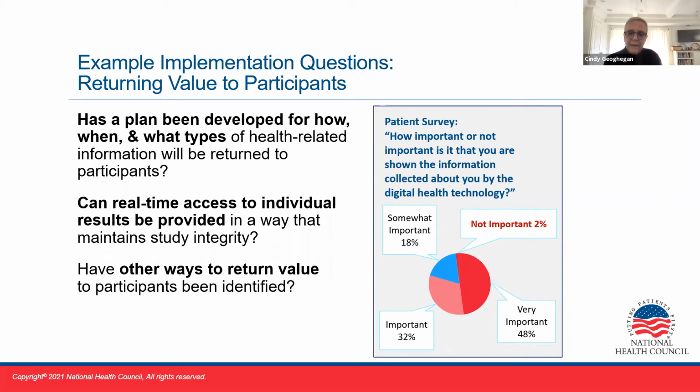So we need to think about, we all recognize that it might add some bias to not only their behaviors, but to the trial. We need to recognize that we need to have some ways to return some value to the participant. So if the real-time access to results can't be provided, what other ways do we have to return value to the participant? Next slide, please.